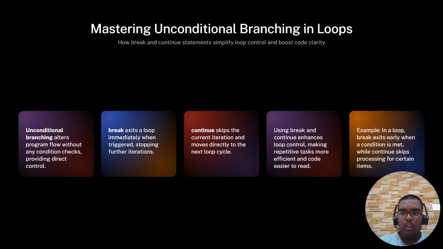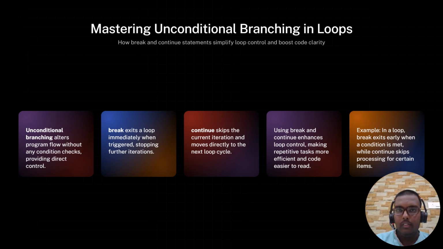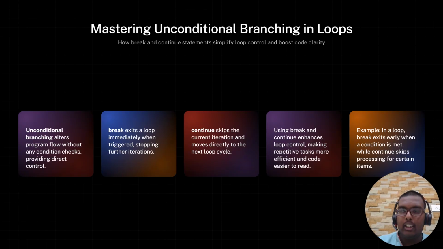Now, unconditional branching in loops. There's only one unconditional branching statement, and that is the goto statement. Goto is not generally used. Goto doesn't check any condition and uses only the label name to directly jump to the given path.